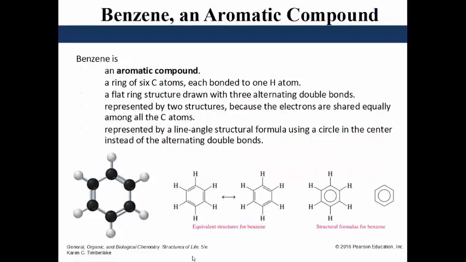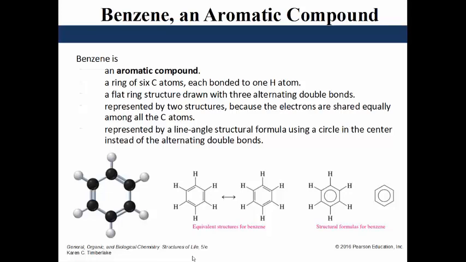Now we'll talk about benzene, which is an aromatic compound. An aromatic compound has a ring of 6 carbon atoms, each bonded to one hydrogen atom. This will give you a flat ring structure drawn with 3 alternating double bonds. And benzene will be represented by 2 structures because the electrons are shared equally among all the carbon atoms.